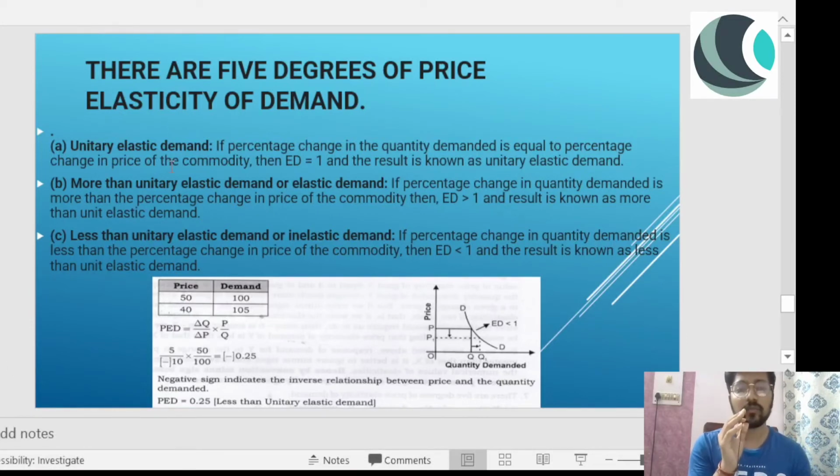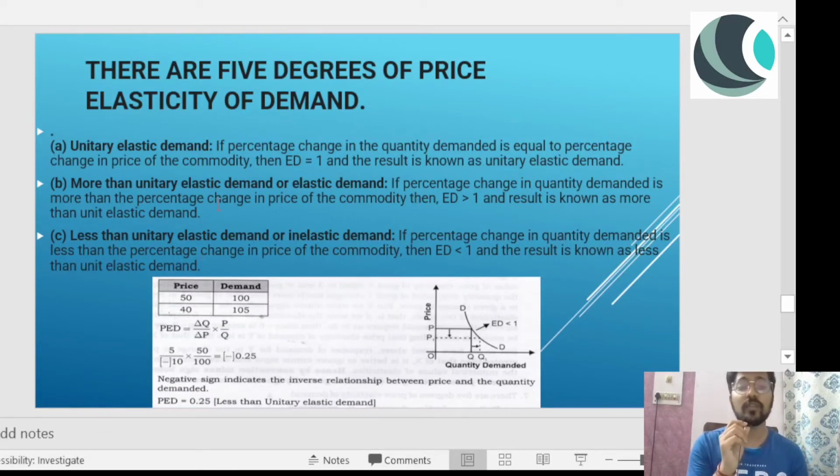Let's suppose, I don't have the equation for this. Percentage change in the price, let it be like there has been a reduction by 10 and there has been an increase in demand by 10. In that case there will be unitary elastic demand. Unitary basically means one, elasticity of demand will be equal to 1. So if the percentage change in the quantity demanded is equal to the percentage change in the price of the commodity, then elasticity of demand will be equal to 1. This is known as unitary elastic demand. You have to know this, because you will definitely be getting a question based on elasticity of demand.